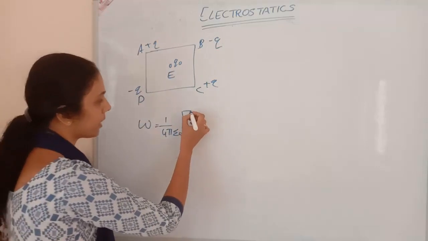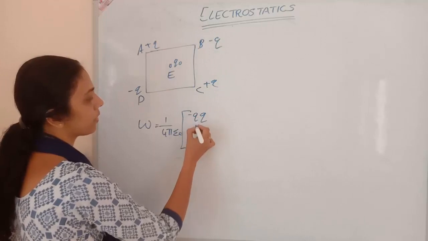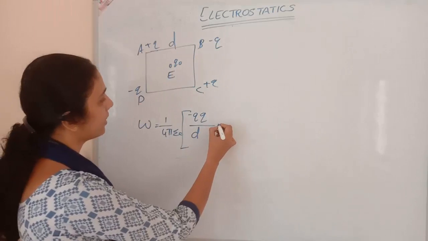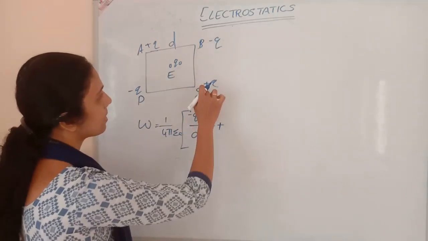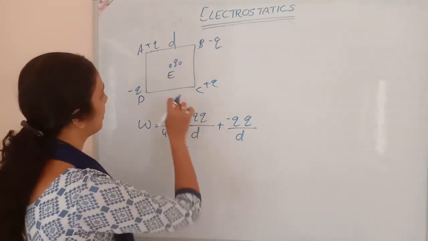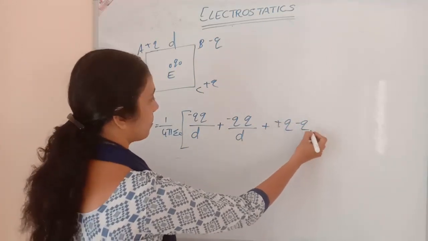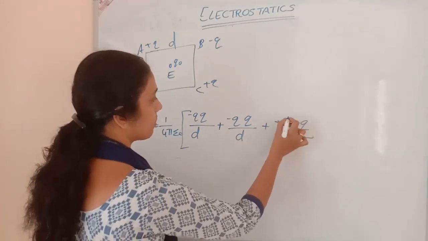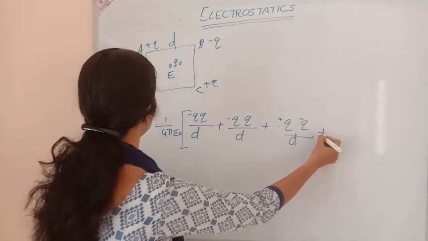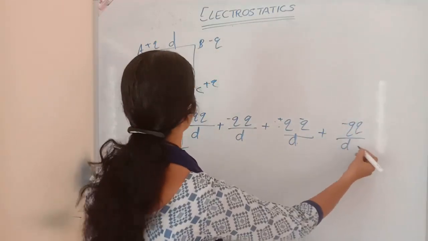For that, 1 by 4 pi epsilon 0, first AB I am considering: Q into minus Q divided by D, what is the distance? D is the distance. Then plus 1 by 4 pi epsilon 0, Q into minus Q divided by D. Next, minus Q into plus Q divided by D, plus minus Q into plus Q divided by D.